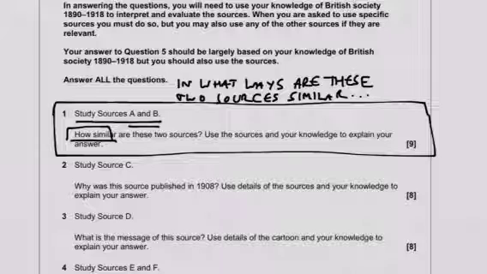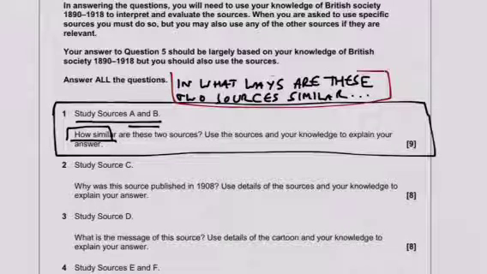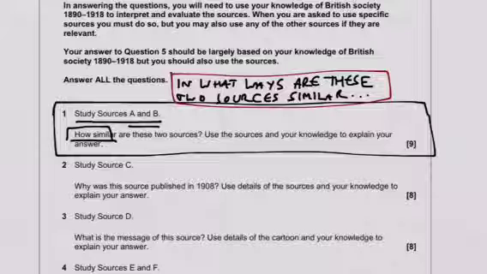Be wary of the way the question is asked. If the question, rather than how similar, was something more like, in what ways are these two sources similar? It's only asking you to look at the similarities. But because of this how similar, how far, it's asking you to look at both sides and make a judgment.